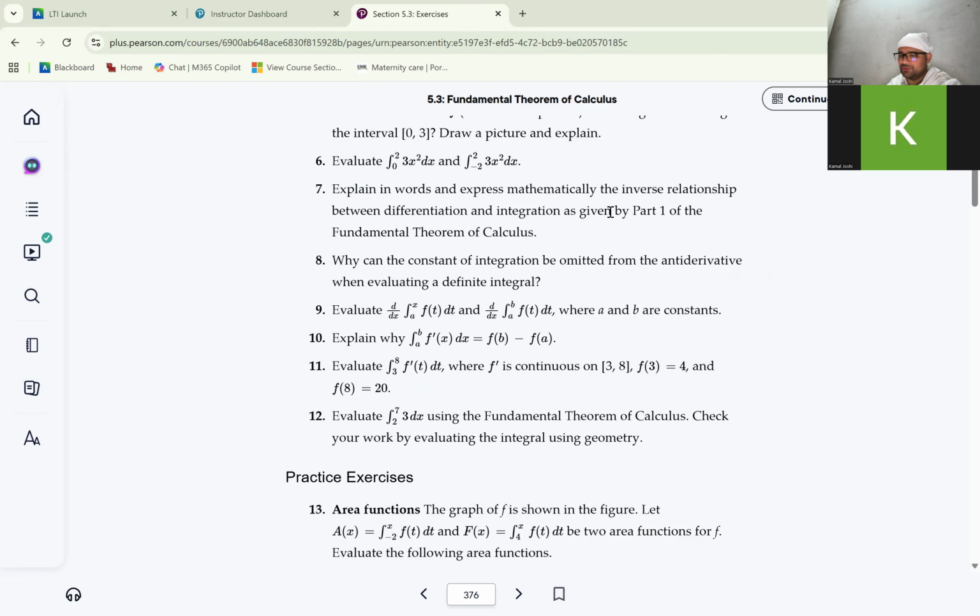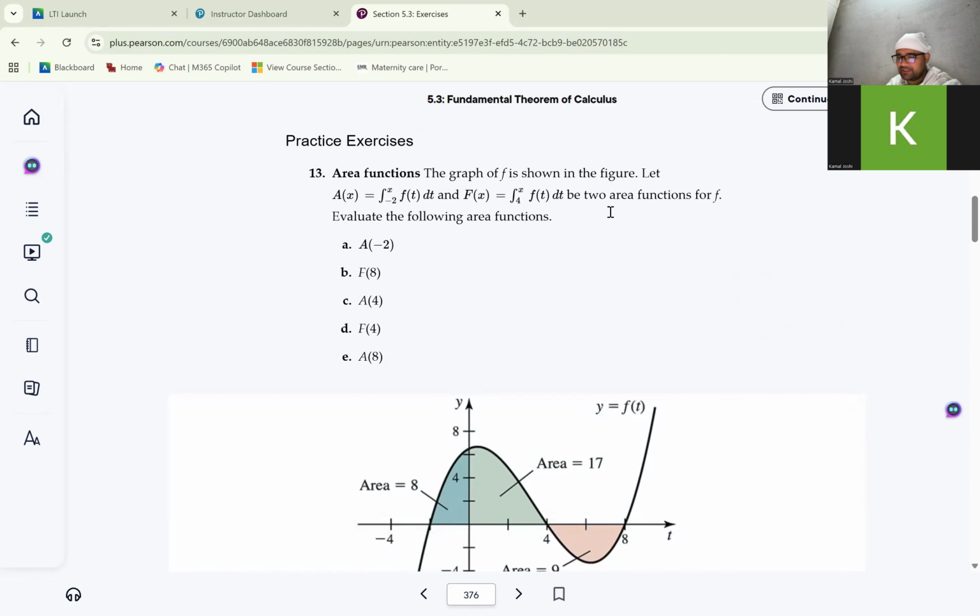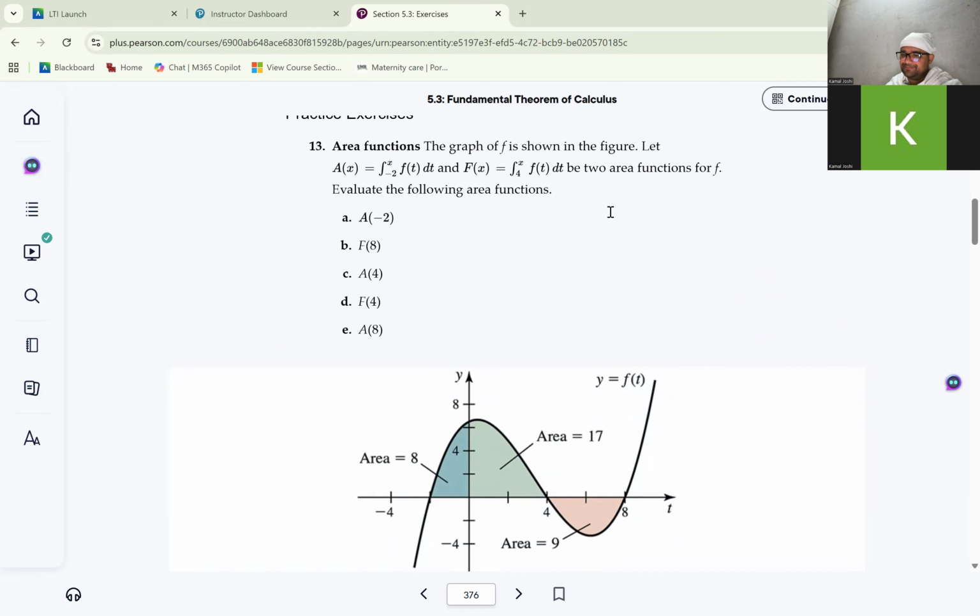So those were some good questions to review. Let us begin some exercises here. Area functions. The graph of f is shown in the figure. And let the area function A represent the area starting from the point -2. So in the graph here, this whole thing.